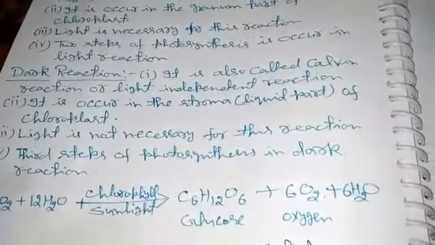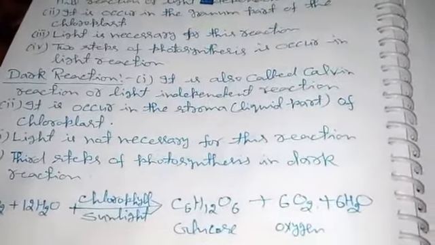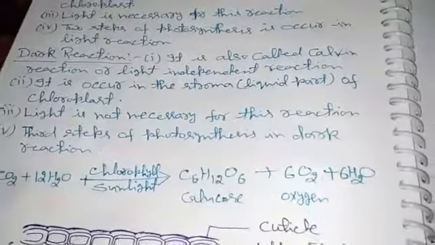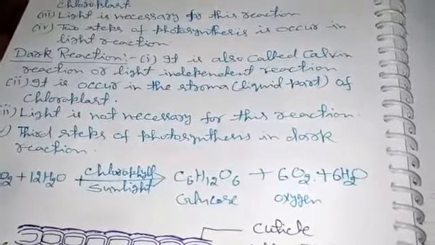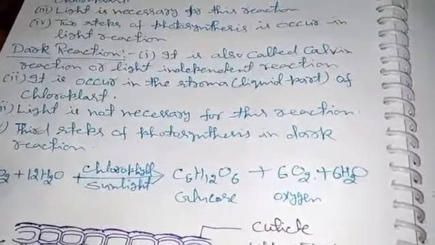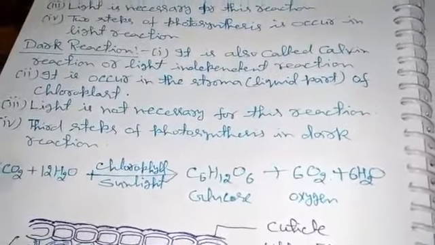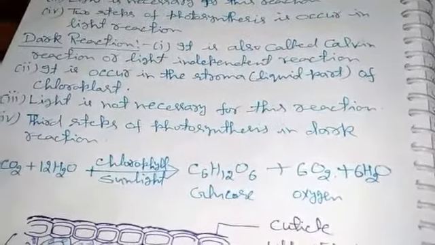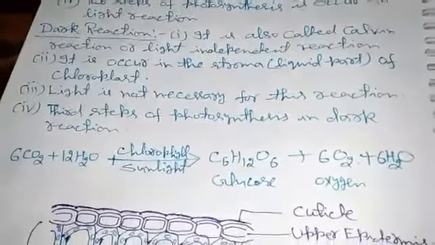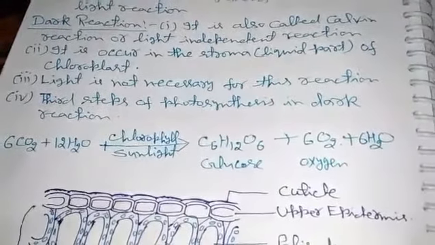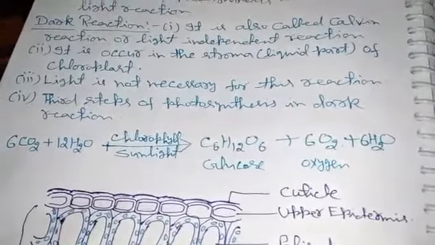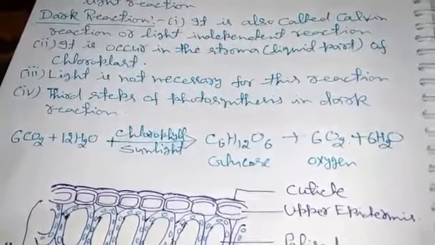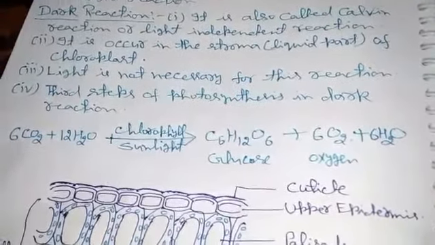Dark reaction, it is also called Calvin reaction or light independent reaction. Second, it occurs in the stroma, the liquid part of the chloroplast. Third, light is not necessary for this reaction. Fourth, the third step of photosynthesis, in which carbon dioxide is reduced into glucose, occurs in the dark reaction.